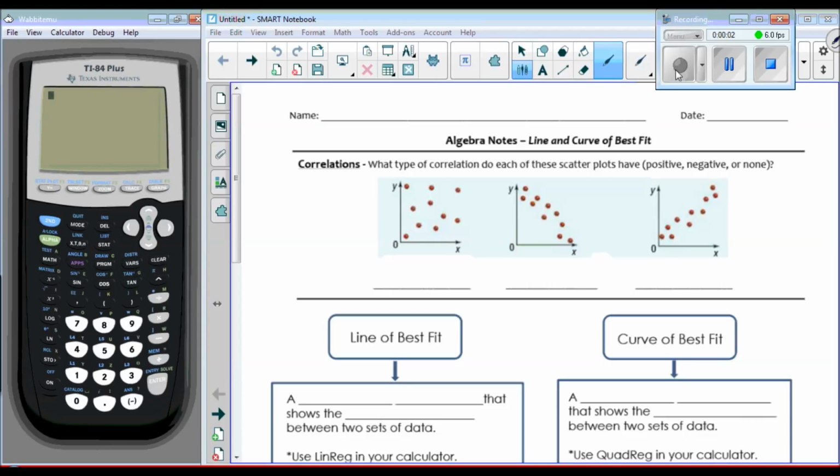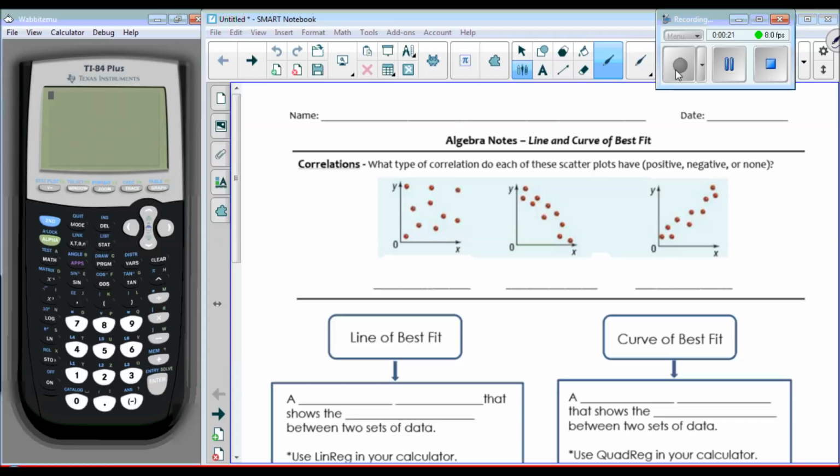Alright, so here we're going to recap what we learned about lines of best fit, and we're going to talk about a curve of best fit, which is basically a line of best fit, but we're now dealing with quadratics, so it's going to be a curved line instead of just a straight line. It's going to be a quadratic function instead of a linear function.